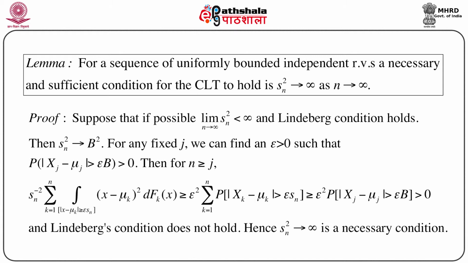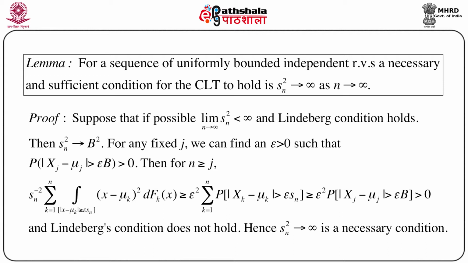Now we will first prove one very important lemma. This lemma looks trivial, but let us consider the proof here in a formal way. The lemma states that for a sequence of uniformly bounded independent random variables, a necessary and sufficient condition for the CLT to hold is that Sn square goes to infinity as n goes to infinity.